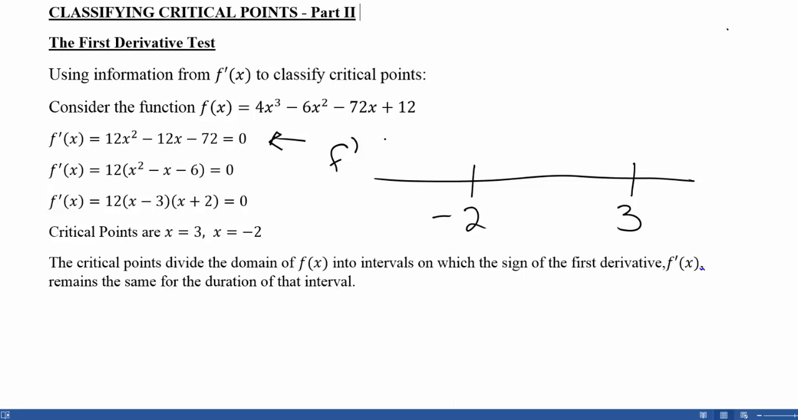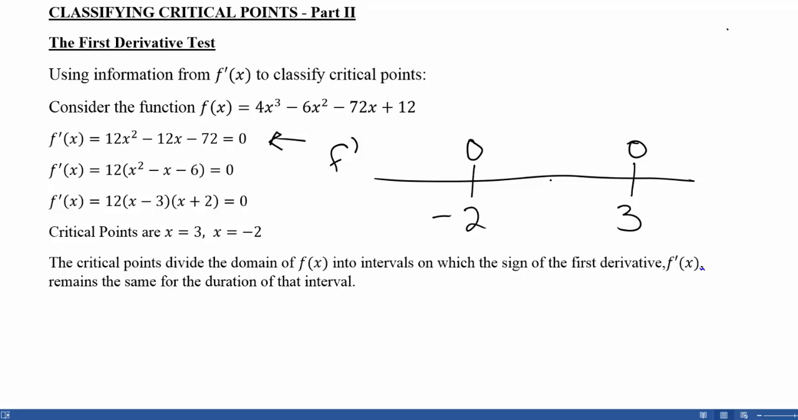Because the critical points divide up the domain in this way, things will not change signs between the critical points. We know that at the critical points, the first derivative equals 0. So we need to figure out the sign between these points. We can find any number between negative 2 and 3 to test in our first derivative to see if the first derivative is negative or positive.